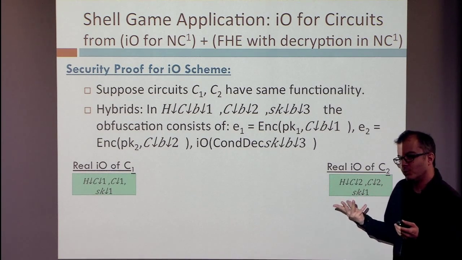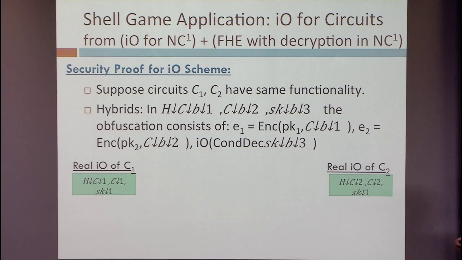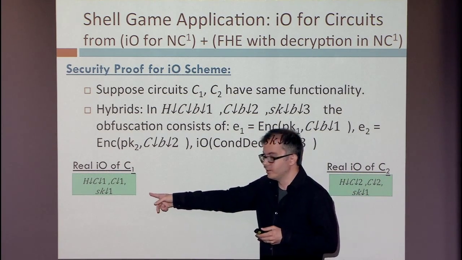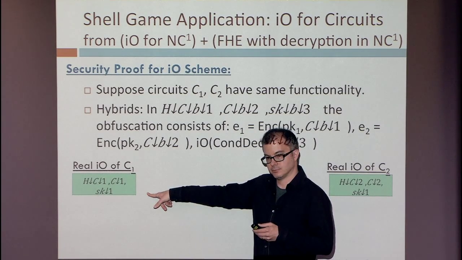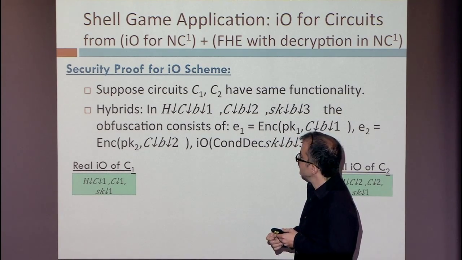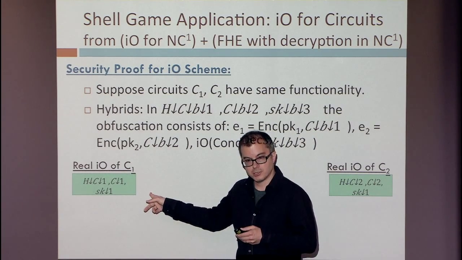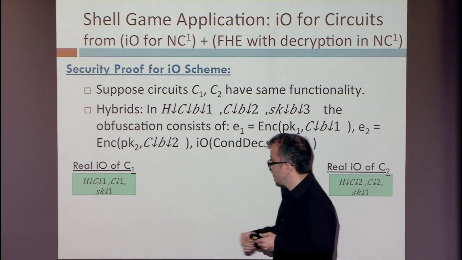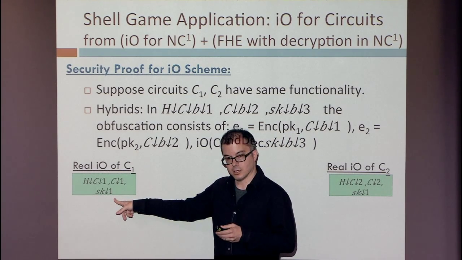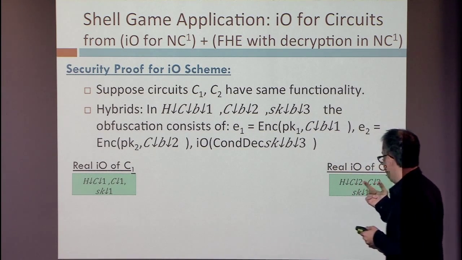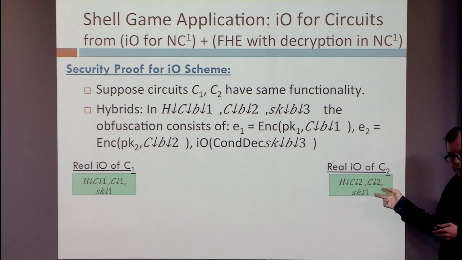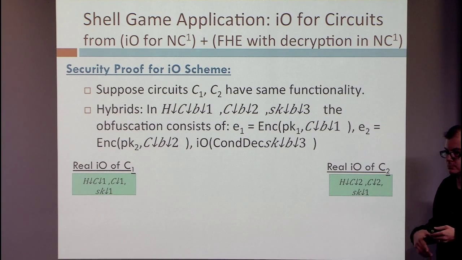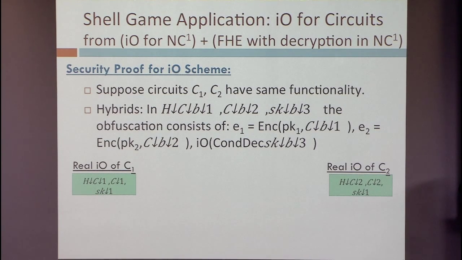Okay, I'll describe it in words, so you can mainly focus on my words. What we have over here is an IO obfuscation of C1. What that means is that both of the encryptions, the FHE encryptions, encrypt the circuit C1, and inside the obfuscation, I use the key SK1. And over here, I have an IO of C2. So that means both of the encryptions encrypt C2, and still SK1 is used in the obfuscation. So I want to get from there to there.